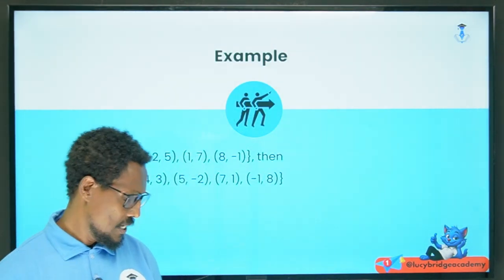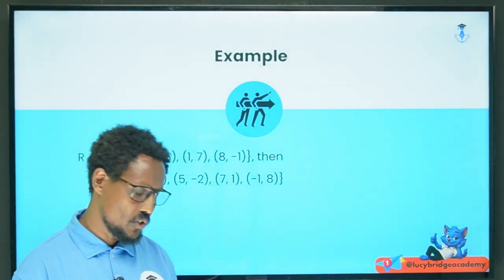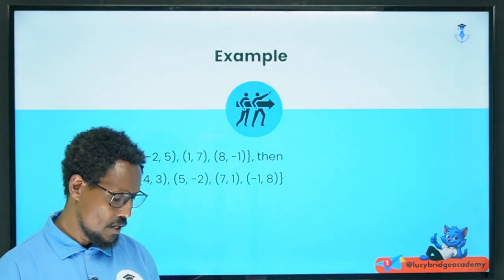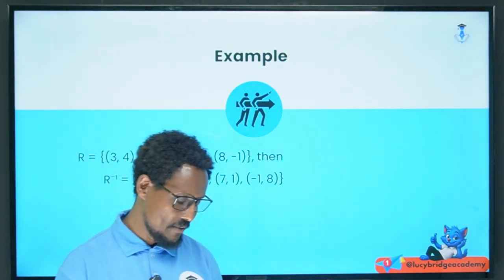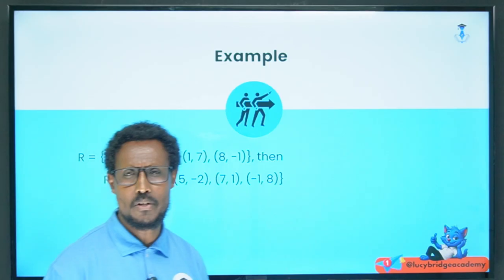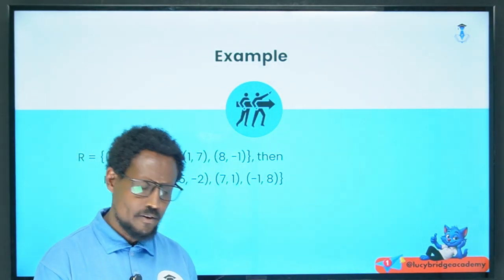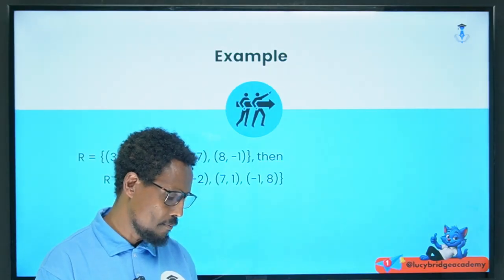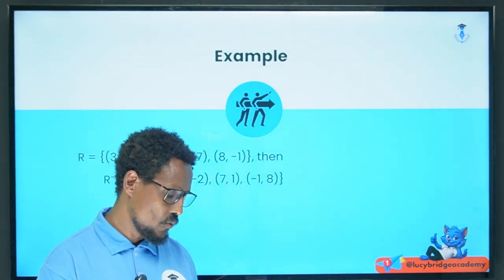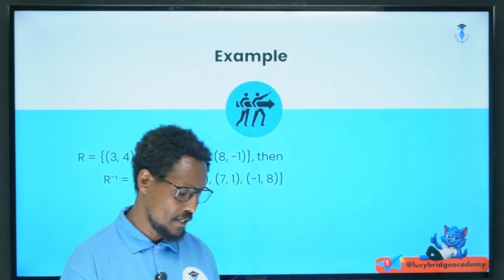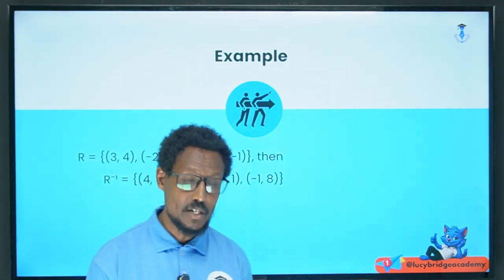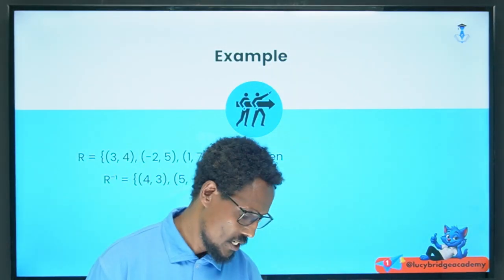It's very simple. Look at the relation R, which is equal to {(3, 4), (-2, 5), (1, 7), (8, -1)}. This is our given relation. So its inverse will be found by interchanging x and y. That means (3, 4) becomes (4, 3), (-2, 5) becomes (5, -2), (1, 7) becomes (7, 1), and (8, -1) becomes (-1, 8).